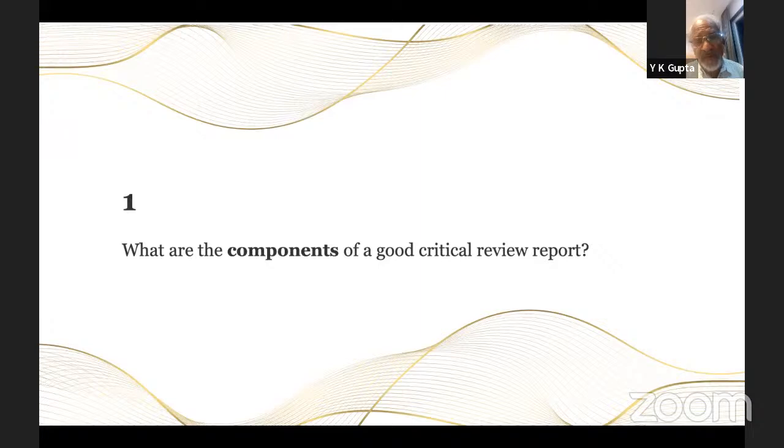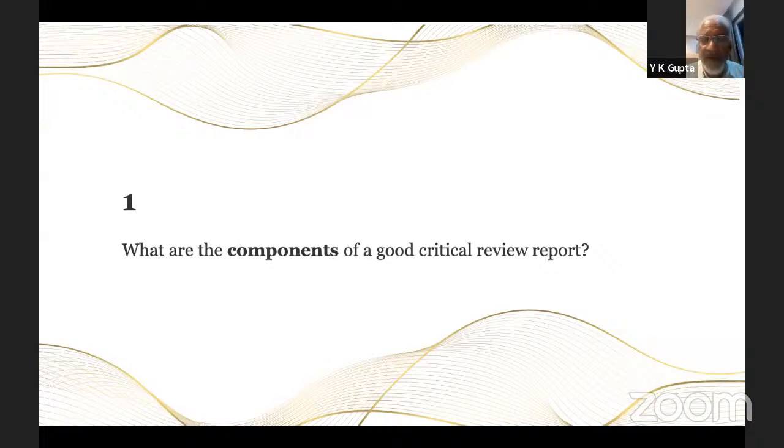And therefore, the duty of the reviewer is not only to reject, or only to accept, but if it is accepted, why? And if it is rejected, why? And if it is rejected, what can be the reason? And how the problem which you have identified can be fixed.